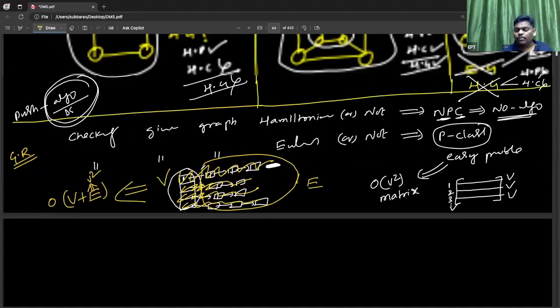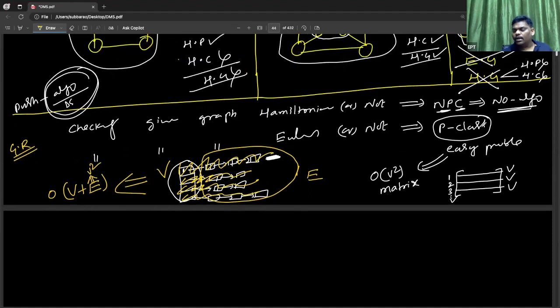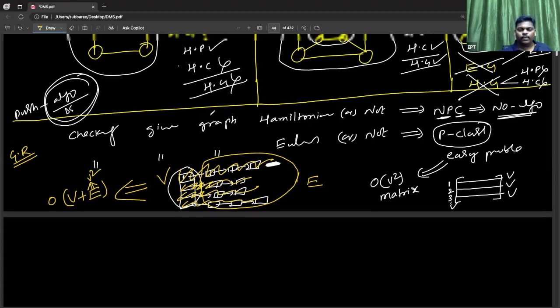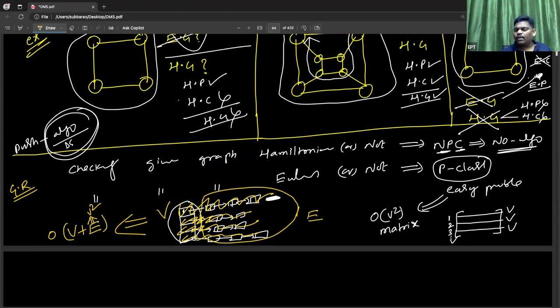Hamiltonian also, remember Hamiltonian checking. No algorithm, no shortcut. Euler, there is a shortcut. Shortcut possible means, I think P class problem. Shortcut is not there means brute force only. NP complete problem. And graph coloring also is an NP complete problem. Two graphs are isomorphic or not, that is also no proper algorithm. You have to check every possible combination.